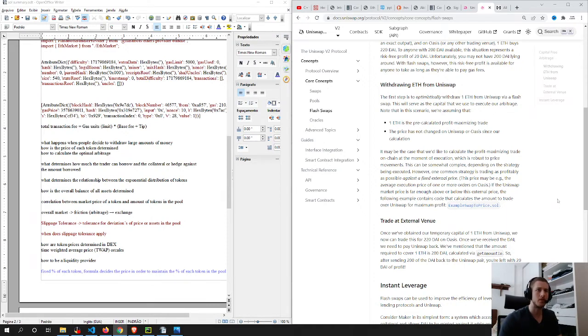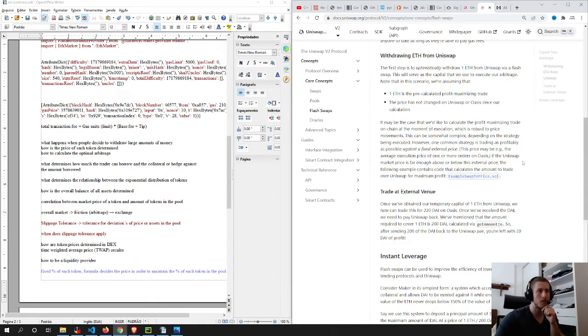Note that in this scenario, you're assuming that one ETH is the pre-calculated profit maximizing trade. The price has not changed on Uniswap or Oasis since our calculation. It may be the case that we'd like to calculate the profit maximizing trade on chain at the moment of execution, which is robust to price movements. This can be somewhat complex, depending on the strategy being executed.